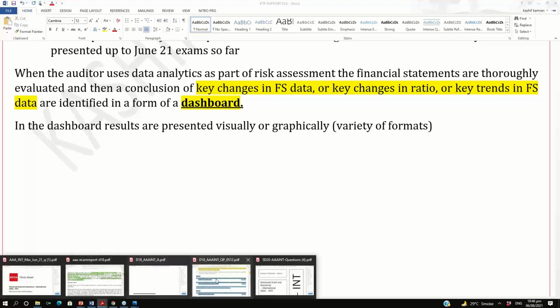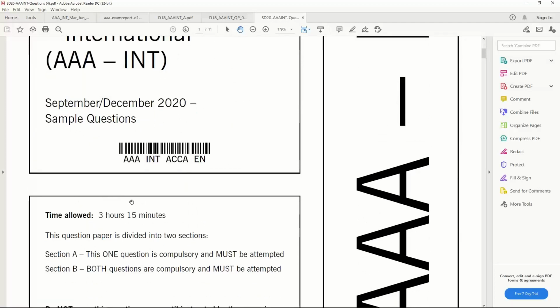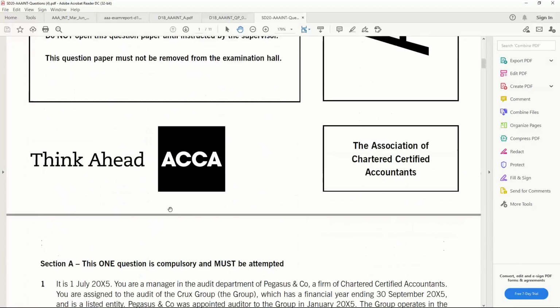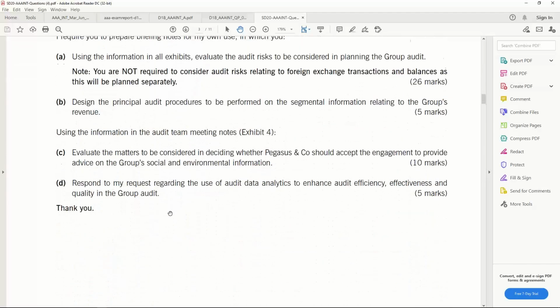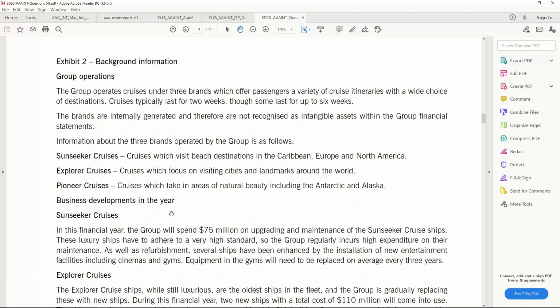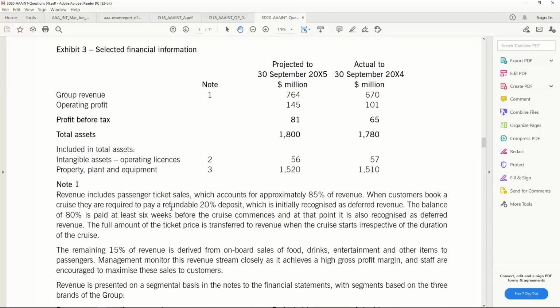Let me show you something. Look in front of your screen at the September-December 20 paper. Can all of you see the September-December 20 paper on your screen? Okay. Question number 1, exhibit number 1, exhibit number 2, background information, exhibit number 3. See exhibit number 3. In exhibit number 3 of the December 20 paper, can you see the examiner has presented us the selected financial information?